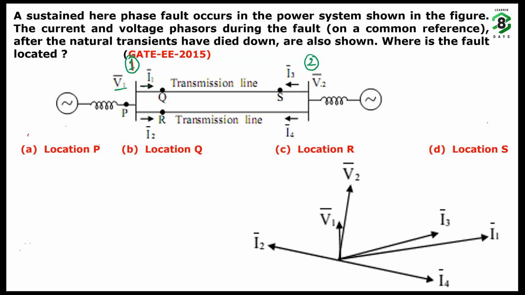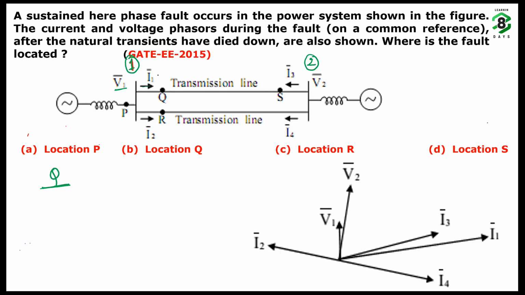He has given the phasor diagram. He has given the currents and voltages of bus bar 1 and 2. He is asking you to find out what is the fault location. Apply the same technique, you will get the answer. First you see, had the fault occurred at Q, location Q. Suppose let us assume the fault at location Q. Where is the fault occurring? Ahead of bus bar 1.